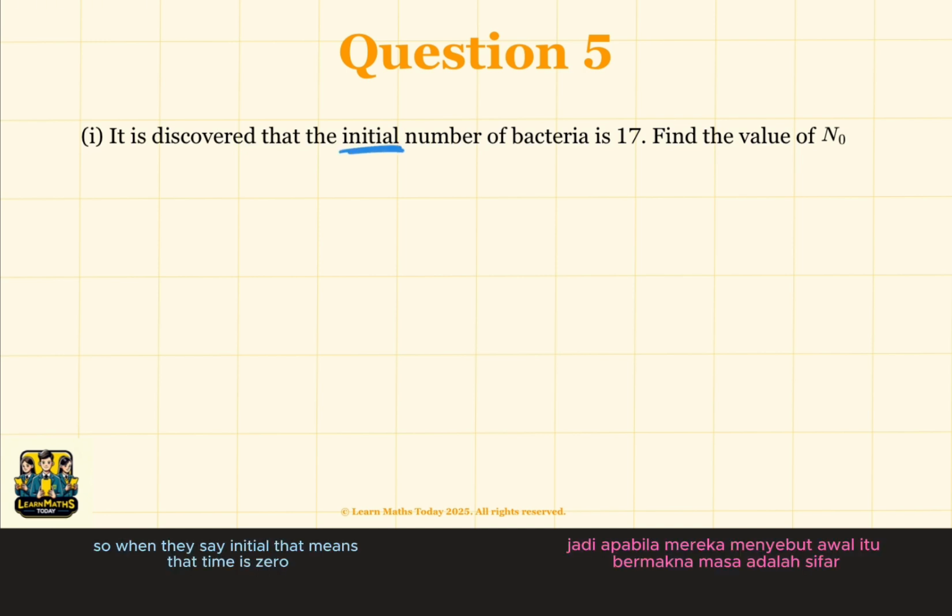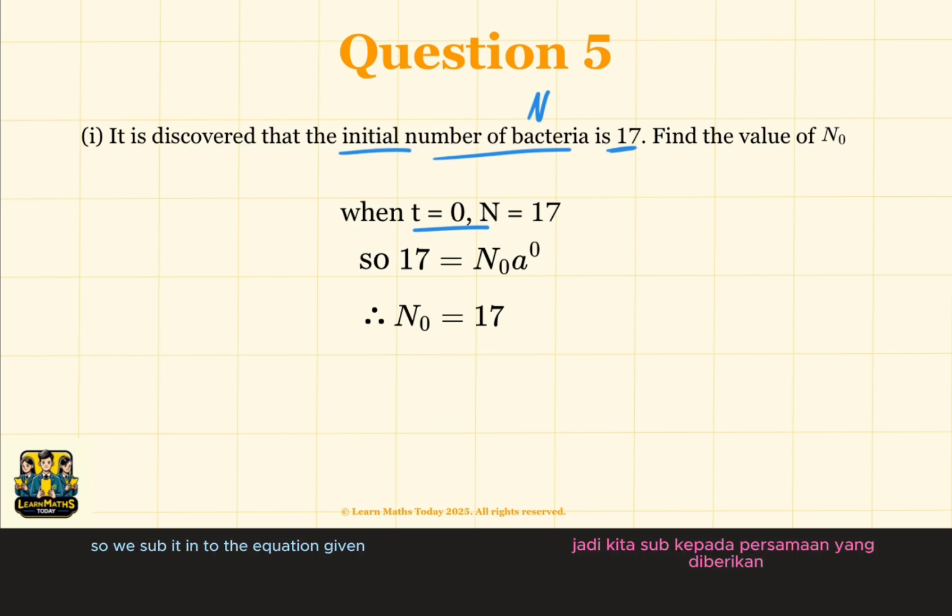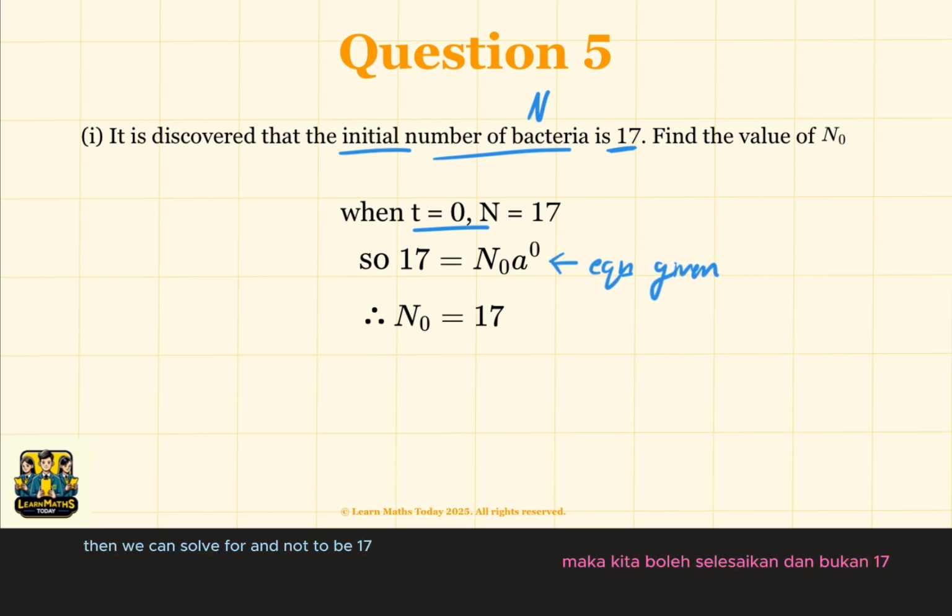So when they say initial, that means that time is 0. So we can let T be 0. And the question says that when T is 0, N is actually 17, because 17 is the number of bacteria, which is N. So we sub it into the equation given. This was the equation given. Then we can solve for N naught to be 17.